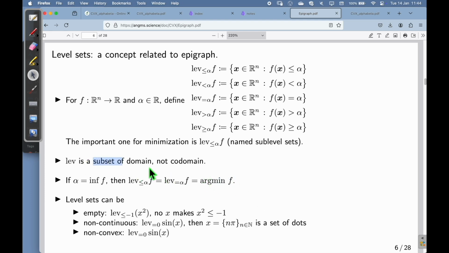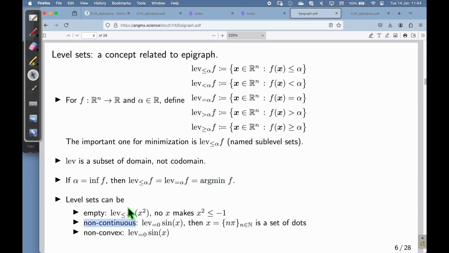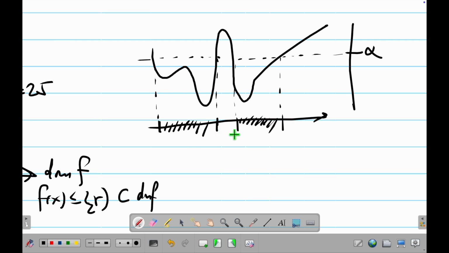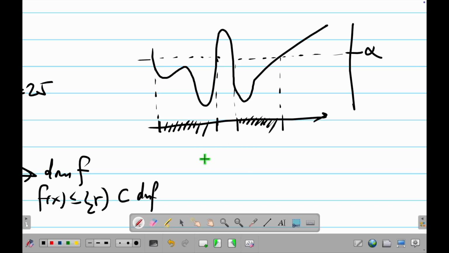And since this is a subset of the domain, this is saying the set of x that gives me the lowest value. And here's the important thing: this can be empty. Suppose this is the function f(x) = x squared, and I'm talking about the alpha here: nothing, empty. And then the sub-level set can be non-continuous. This is already non-continuous. I have a jump. That means something empty, something. It's not convex. This set is not convex because I have two parts. I told you previously, right? A convex set is homeomorphic to an open ball. This is not homeomorphic to an open ball. So therefore, this is not a convex set.